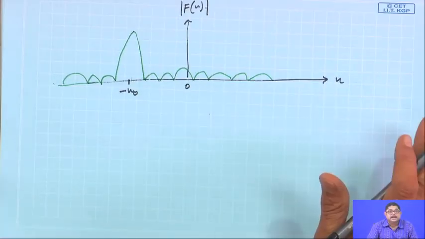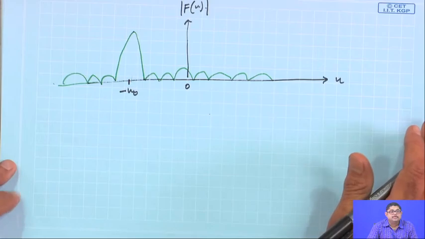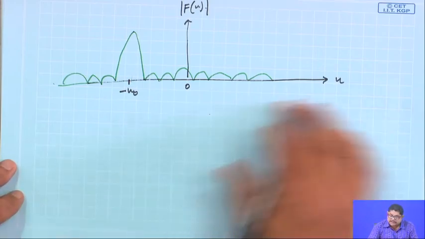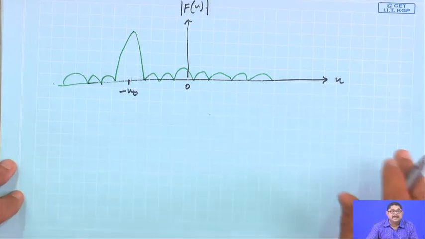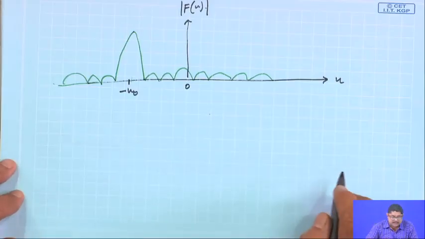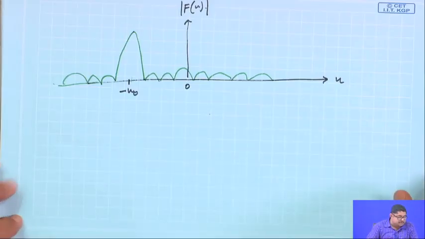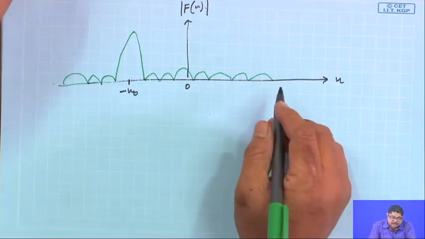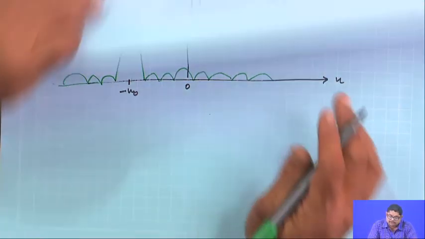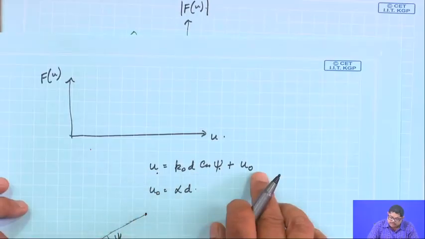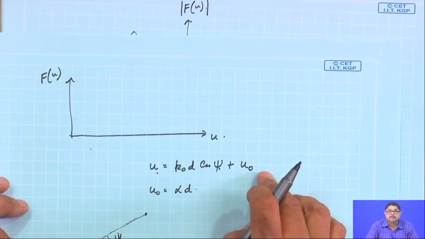Now, the first task is to put, let us say that we are talking of an x-axis array, which we did for our linear array. So, first let us put that. Actually, this relation, you see, u is equal to k naught d cos phi plus u naught.